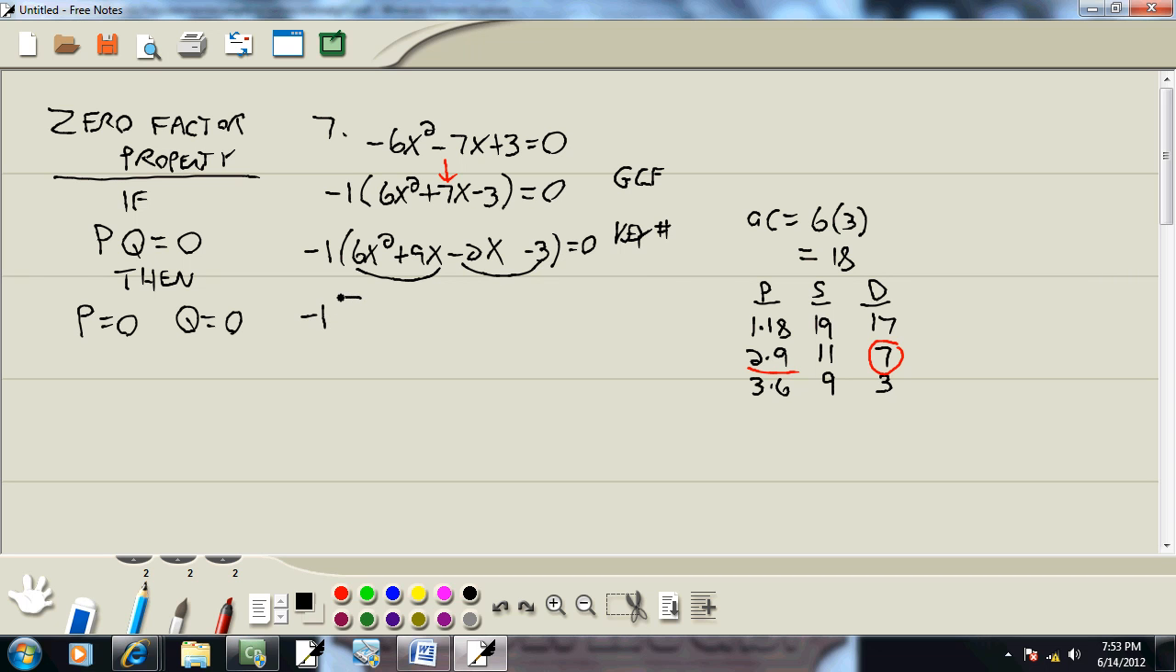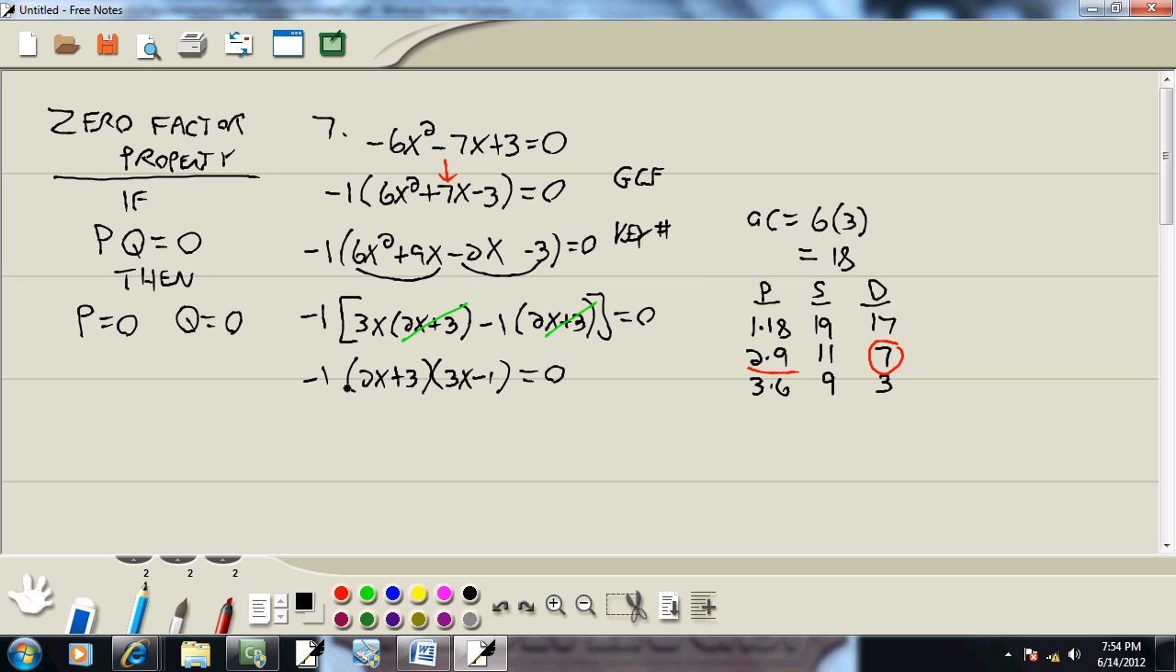Now the negative 1 just keeps carrying down. Our first two terms, the first group, has a 3x in common, and that gives us 2x plus 3. Second group, the last two terms, doesn't have anything in common, but my first term is negative, so I'll factor out a negative 1, and that gives us 2x plus 3. Well, now they both have a 2x plus 3, so I'll factor that out in front. And if I cross those out, that'll tell me what goes in my second set of parentheses, which is 3x minus 1.